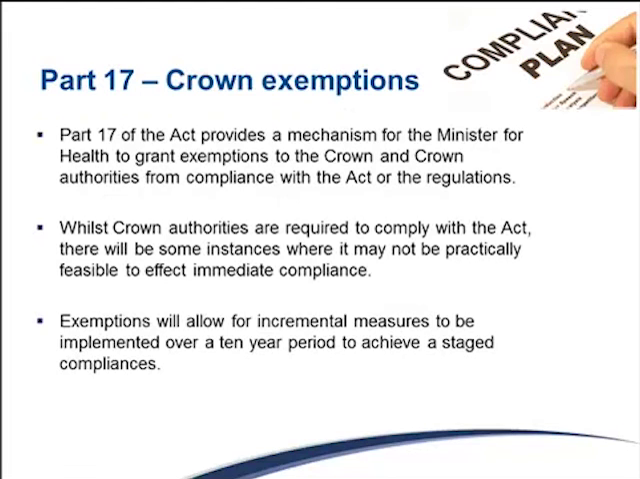Part 17 of the Act provides a mechanism for the Minister for Health to grant exemptions to the Crown and Crown authorities from compliance with the Act or the regulations. Whilst Crown authorities are required to comply with the Act, there will be some instances where it may not be practically feasible to effect immediate compliance. The Act recognises that incremental measures may be required and provides for exemptions.